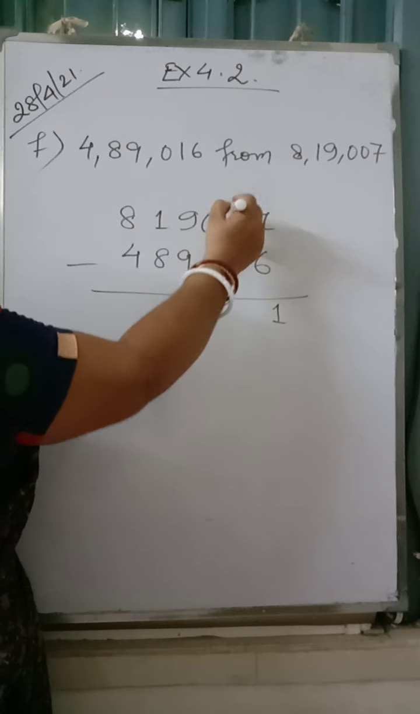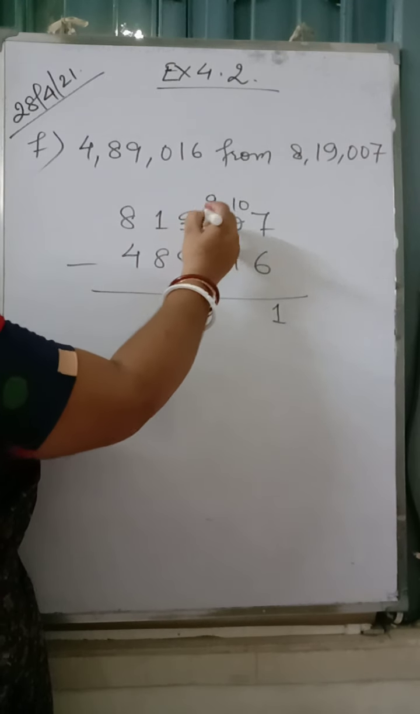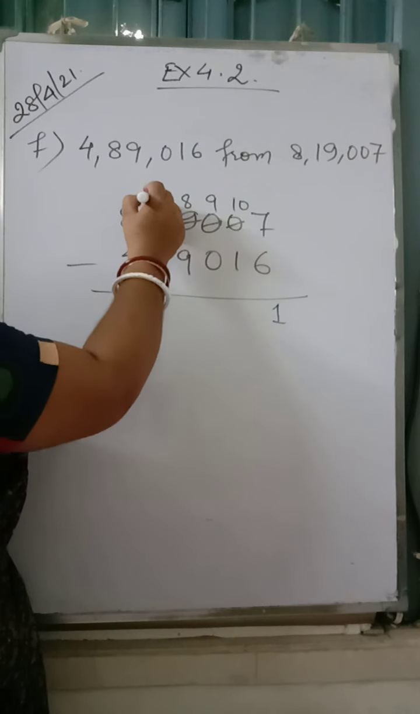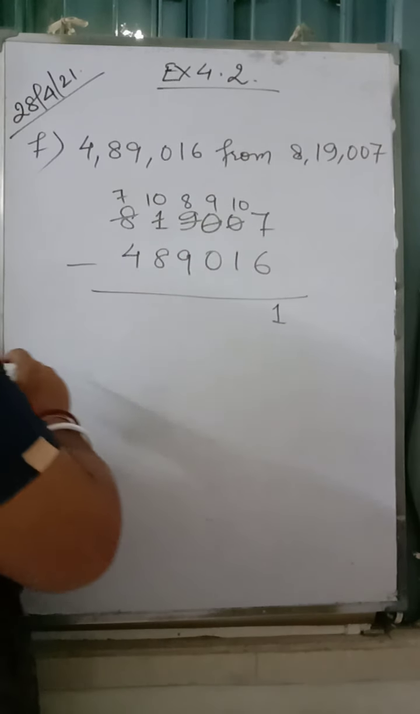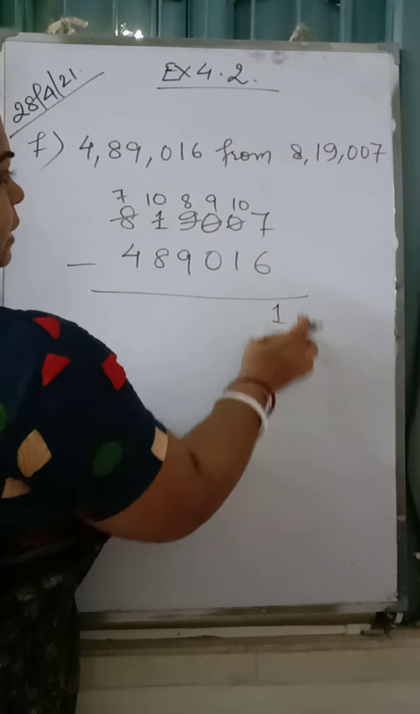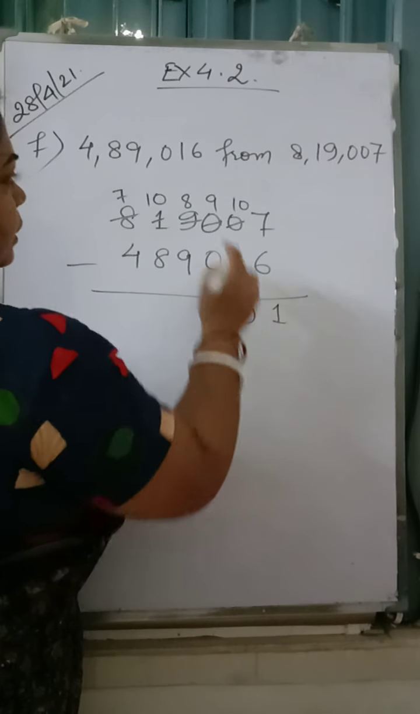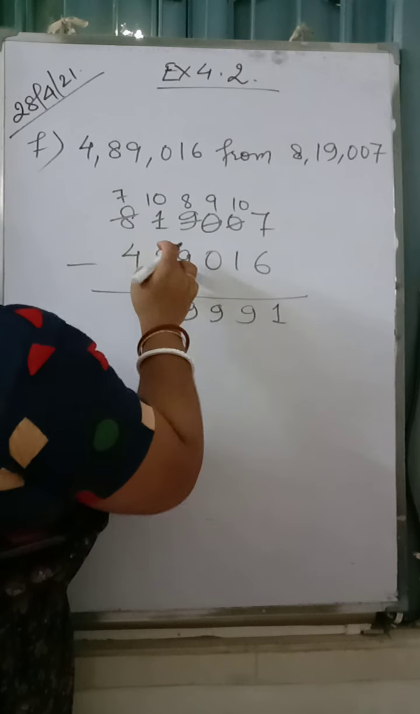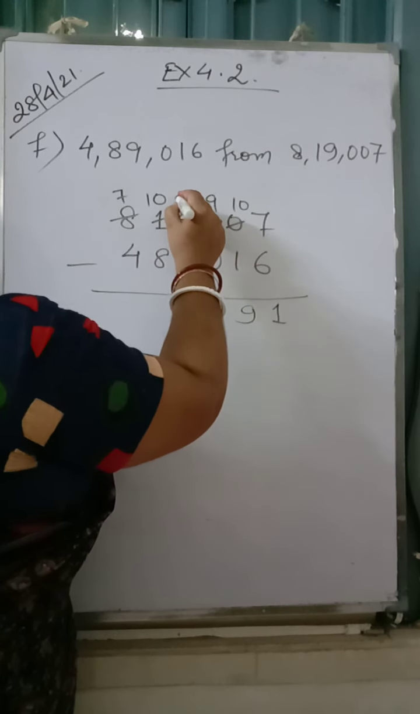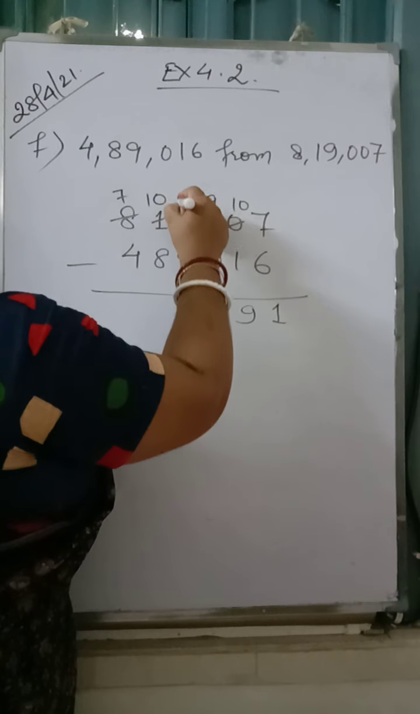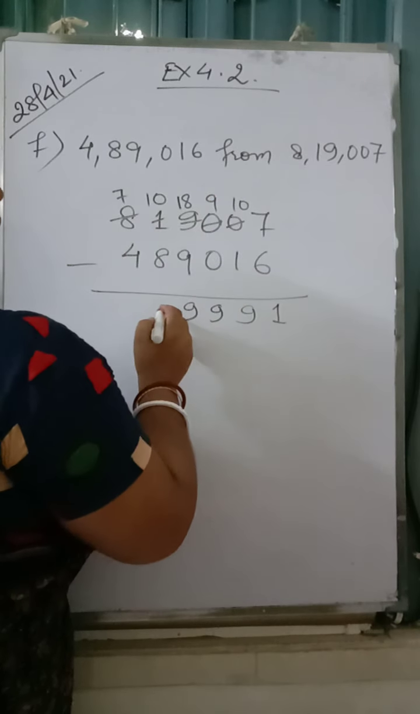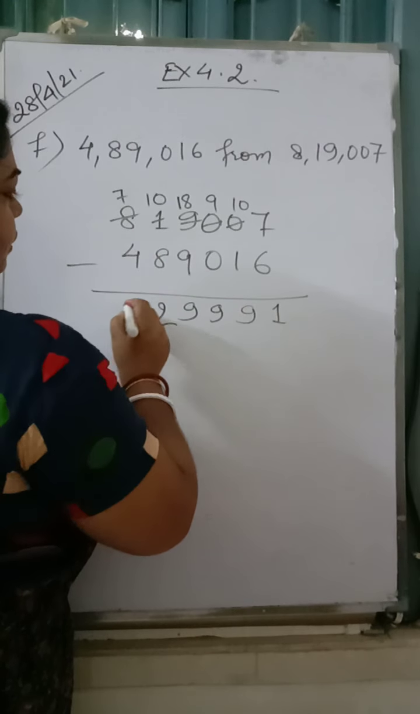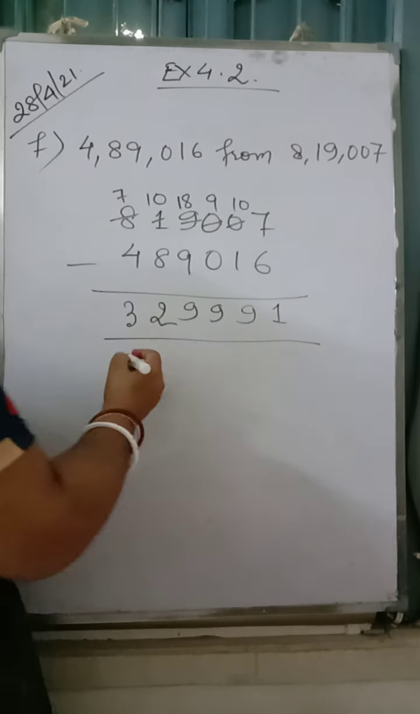This will turn into 10. This will turn into 9. And this will turn into 8. This will turn into 10. And this will turn into 7. So 7 minus 6, 1. 10 minus 1, 9. 9 minus 0, 9. 18 minus 9, 9. 10 minus 8, 2. 7 minus 4, 3. Now we'll check it.